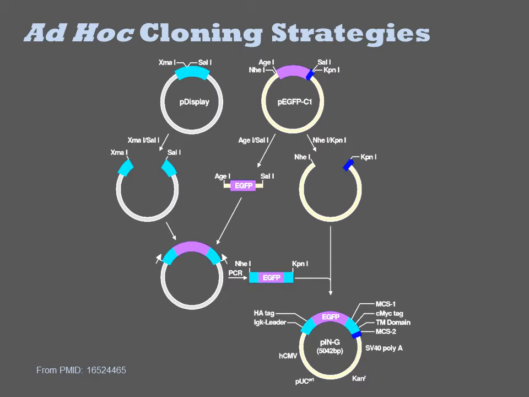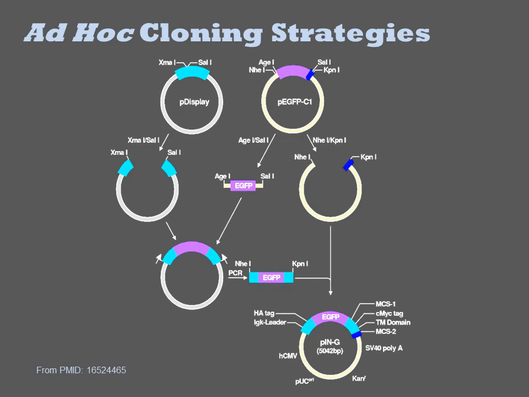First, they take a plasmid called pDisplay, cut it with XmaI and SalI, and isolate the larger of the two resulting DNAs. They similarly digest pEGFP-C1 with the enzymes AgeI and SalI. They then combine the two fragments into a new plasmid. That plasmid is then used as template for PCR to introduce NheI and KpnI restriction sites, which are inserted into pEGFP-C1 DNA that has been digested with NheI and KpnI. The resulting construct is called pNG.